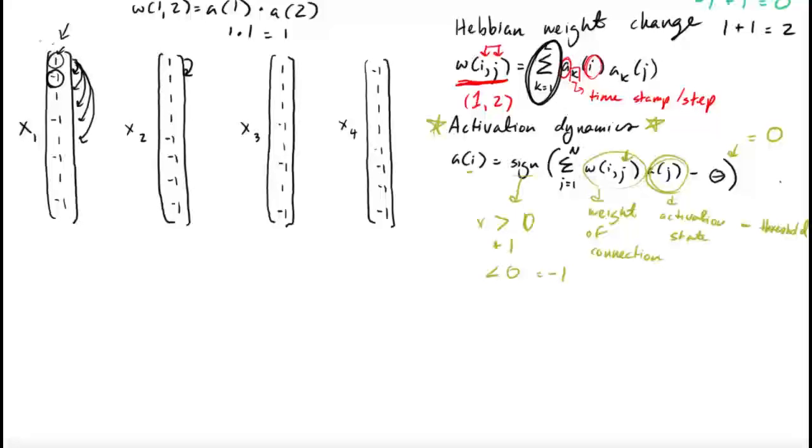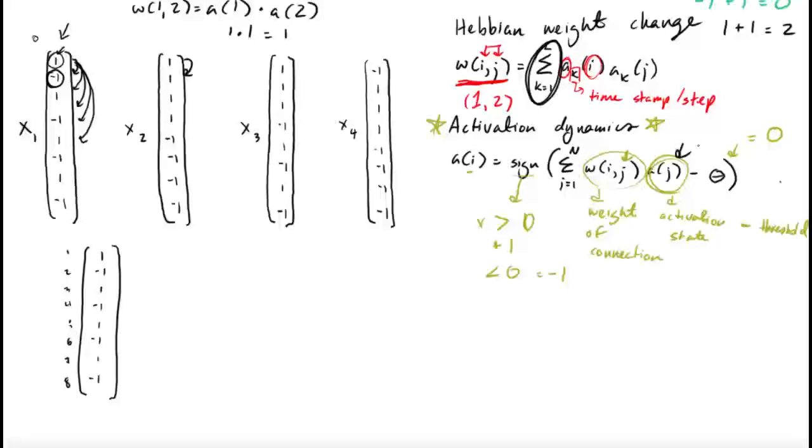All right, so let's take a look at X1 over here. Just to write it out again, we have 1, negative 1, 1, negative 1, 1, negative 1, 1, negative 1. And just to help, 1, 2, 3, 4, 5, 6, 7, 8. There we go. So those are 8 neurons. These are the activation states of each of them. So that would be our a_j term over here.